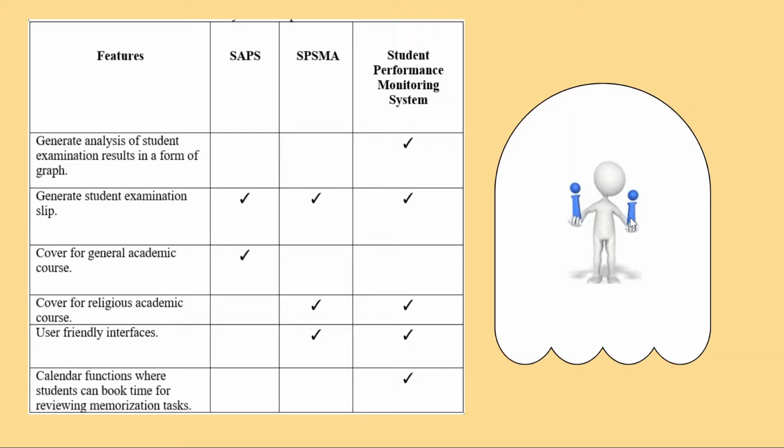This is a comparison between the existing systems and the proposed system. The first feature is generating analysis of student examination results in the form of graphs. Only the student performance monitoring system will provide this feature. The next feature is generating the student examination slip. All the systems provide this feature. The next feature is coverage for the general academic course. Only SAPS covers the general academic course, while SPSMA and the student performance monitoring system cover the religious academic course.